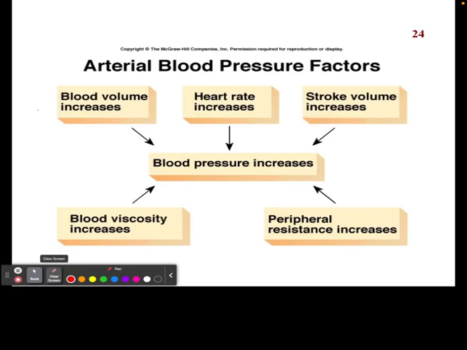Blood viscosity, so how thick your blood is. So if you have a thicker blood, you're going to increase your blood pressure. So that's another thing to keep in mind. So thicker blood is a higher blood pressure.